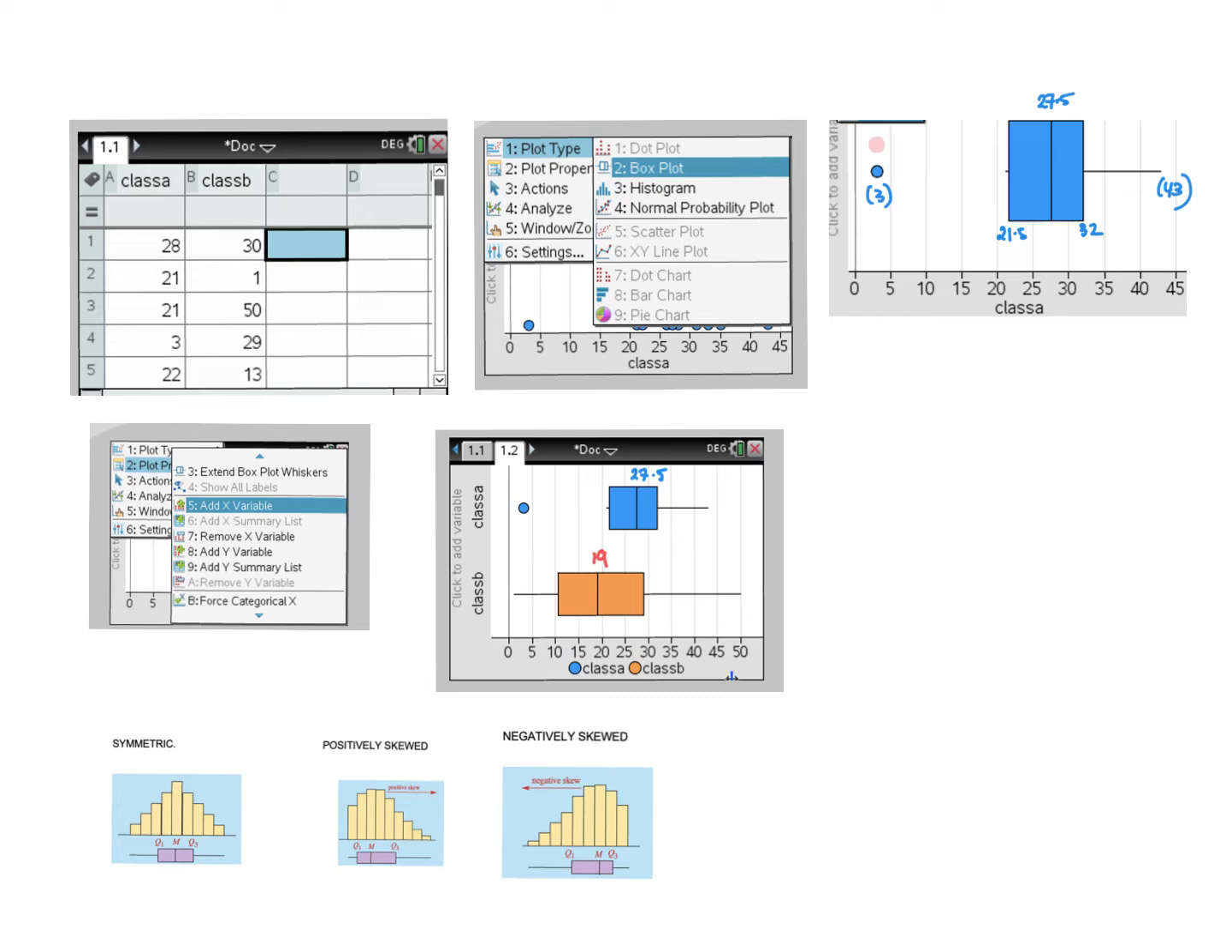Now this one had an outlier, so be careful, you have to draw that little whisker out to 21, I think it was, and make sure that's all done. Now, here's when we added another one.